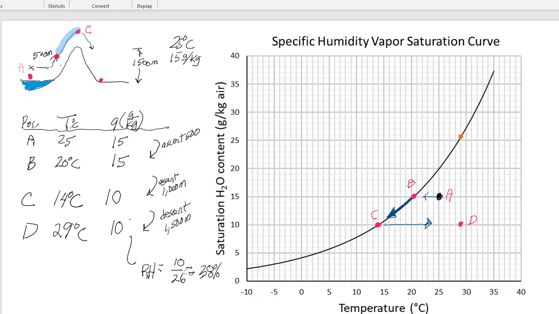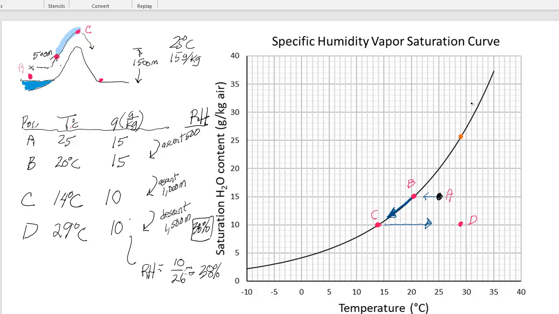So it started off with a relative humidity, which I think we were told to actually calculate. So at D, let's create another column over here, relative humidity. Sorry, it's messy here, but that's my relative humidity column. So it ends up at 38%.